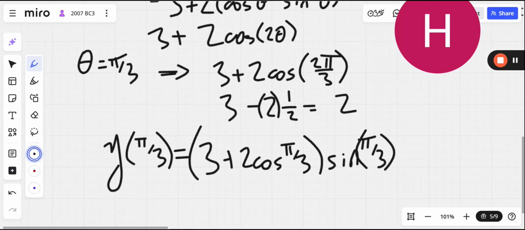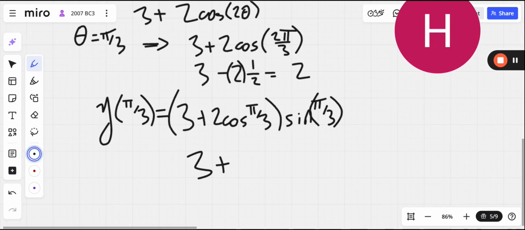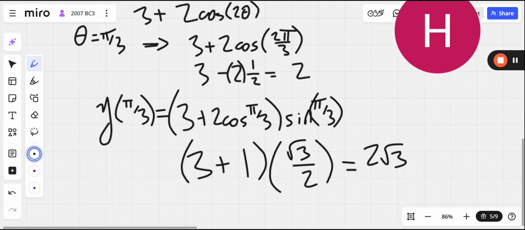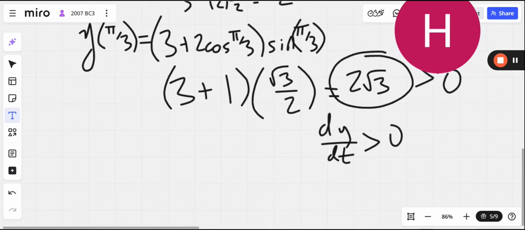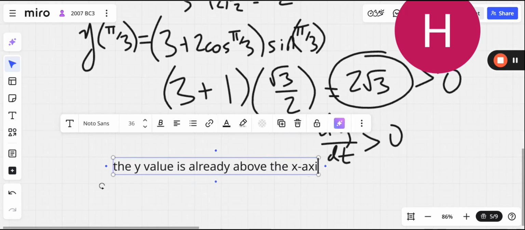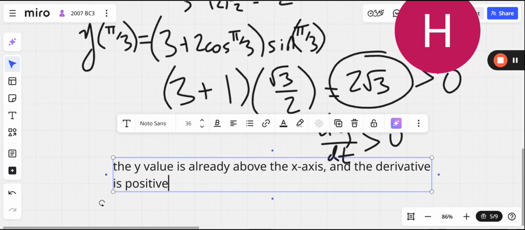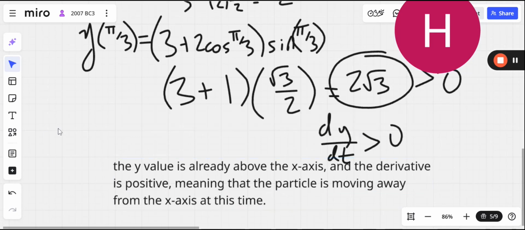Let's see if the y value is negative or positive. We know that it's going up, but we don't know if it's going towards the x-axis because it's below, or if it's going away from the x-axis because it's already above. So this is going to be 3 plus, again, cosine pi over 3 is 1/2, so 3 plus 2 times half, which is 3 plus 1, times rad 3 over 2, which is going to be 2 rad 3. So we have a positive y value, and we have a positive derivative. So our interpretation is that the y value is already above the x-axis, and the derivative is positive, meaning that the particle is moving away from the x-axis at this time. Okay, and that gives a point as well.